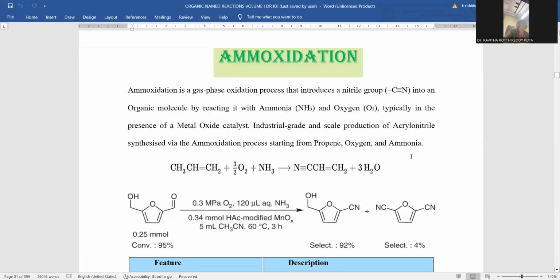So here propane, oxygen and ammonia are taken as starting materials in order to accomplish acetonitrile as the final product. Propane is added with a stoichiometric ratio of oxygen and ammonia. Oxidation in the presence of ammonia, you can simply say ammoxidation. So you get three carbons with the nitrogen atom in the nitrile functionality, and in addition, water is formed. This is the way the ammoxidation process is accomplished.